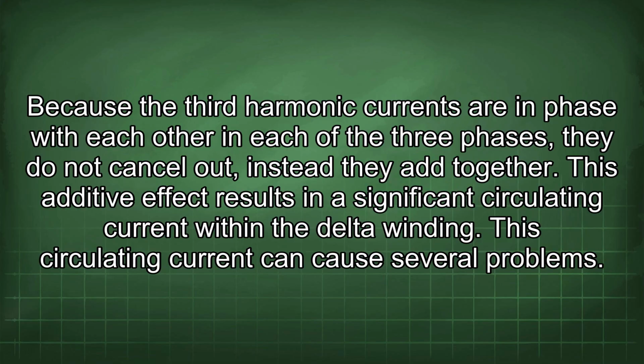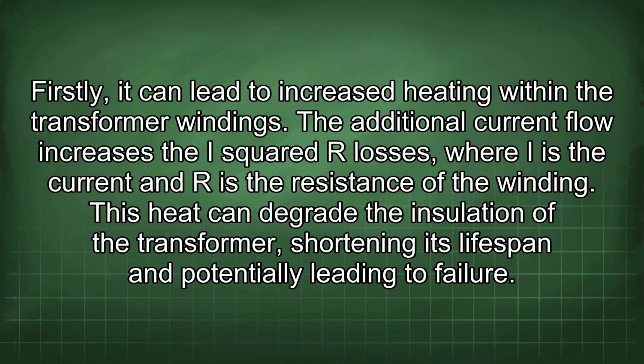This circulating current can cause several problems. Firstly, it can lead to increased heating within the transformer windings. The additional current flow increases the I²R losses, where I is the current and R is the resistance of the winding. This heat can degrade the insulation of the transformer, shortening its lifespan and potentially leading to failure.